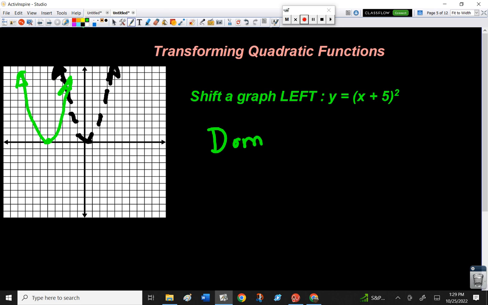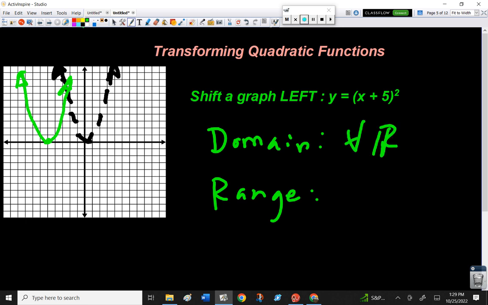Write down the domain. Write down the range. If you said all real numbers, great job. If you said y is going to be greater than or equal to 0, awesome. So you're saying, hey, that's a plus. Why didn't it go to the right? Inside the parentheses, you always do the opposite of what you think, okay?